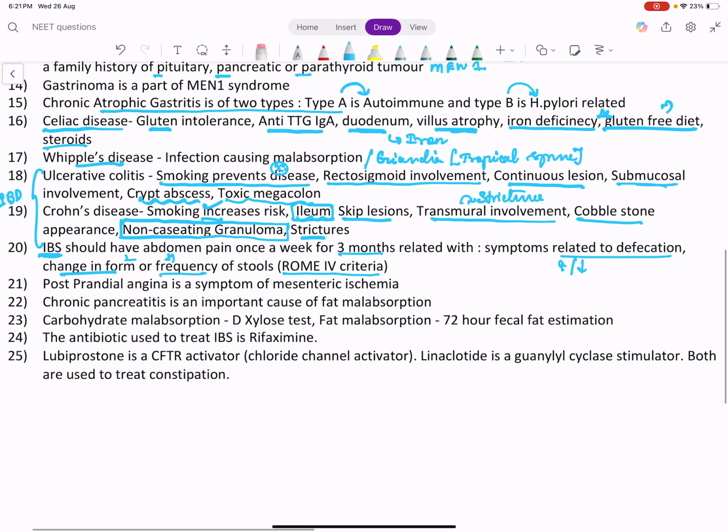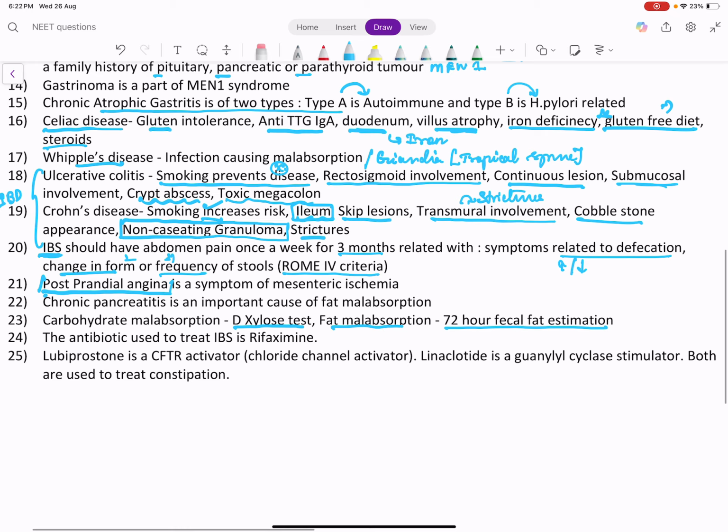Mesenteric ischemia, remember the symptom is postprandial angina because it's an artery or venous related disease. Whenever we talk about malabsorption, we should have a specific test. So carbohydrate, see point number 23. D-xylose test is the carbohydrate malabsorption test. 72-hour fecal fat estimation test is for fat malabsorption.